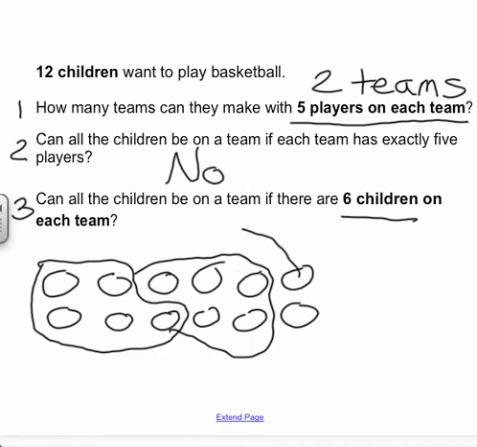So we're going to take this child and add them to this team. Now that team has 6, 5 that we started with plus 1 more. And this child can be a part of this team. And now that team also has 6 players. So the answer to question 3 is yes. All the children can be on a team if we put 6 players on a team.